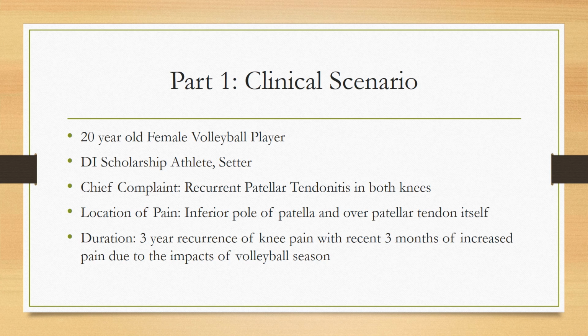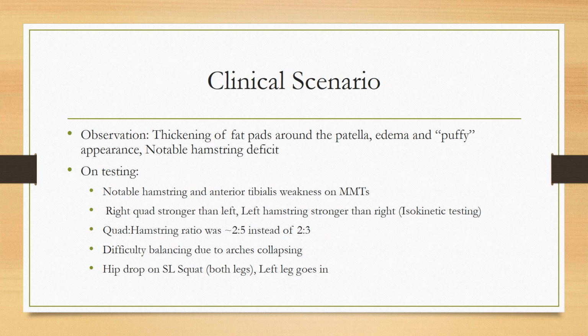Her location of pain was the inferior pole of the patella and over the patella tendon itself. Her duration of pain was the past 3 years reoccurrence of knee pain with a recent 3 months of increased pain due to the effects of volleyball season. On observation, there was thickening of the fat pads around the patella and edema and puffy appearance of the knee.